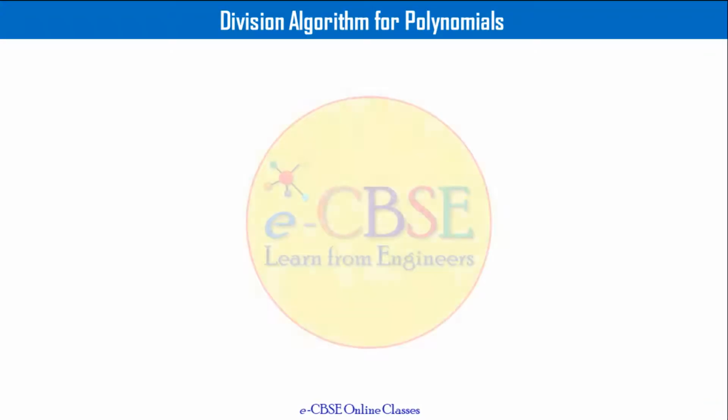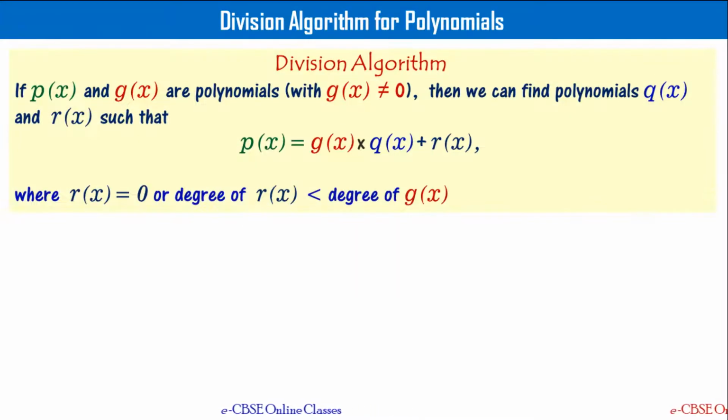Let us quickly recall division algorithm for polynomials. It states that if p of x and g of x are polynomials, then we can find polynomials q of x and r of x such that p of x can be written as g of x times q of x plus r of x, where r of x is going to be either 0 or degree of r of x is going to be less than degree of g of x. Please take a note of that.